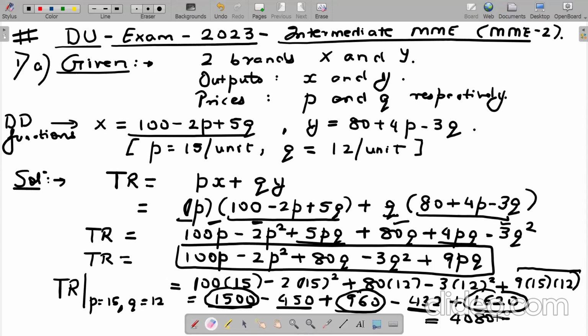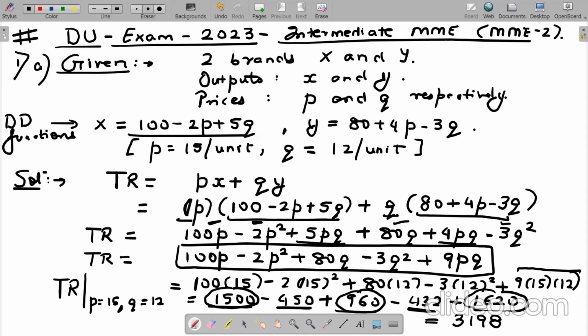so let me write the final answer only. So 4080 minus 450 minus 432 comes out as 3198. So this is my answer, 3198. Total revenue is 3198. So I am explaining it again.